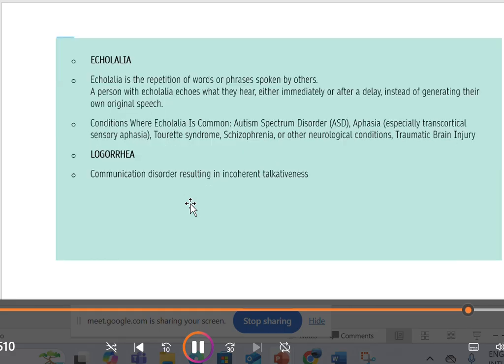Next is echolalia. Echolalia is the repetition of words or phrases spoken by others. In a conversation, when someone tells me something, I have to give him the answer, or say what I have to say. Instead of that, I repeat what the person has told me, sometimes immediately, sometimes later.